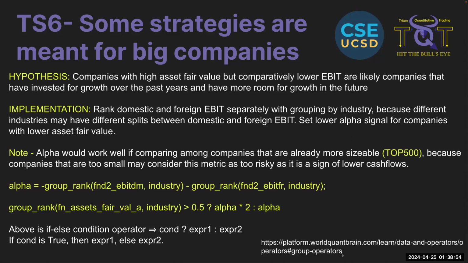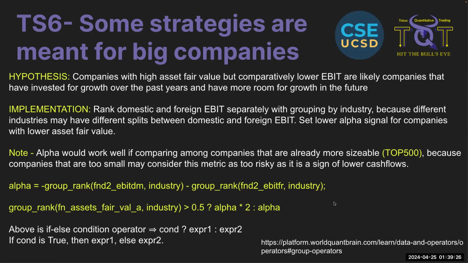You can see these operators in a section called group operators. Whenever you want to group two kinds of parameters or companies or industries into one simple rank, you can use group operators, and you can learn about them here. There are about 10 to 15 group operators that can be applied while calculating group ranks. So that was about this.